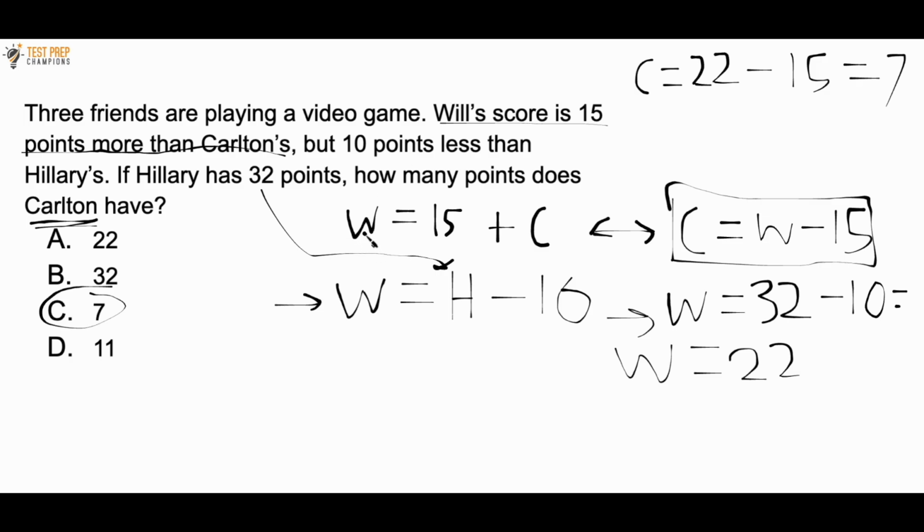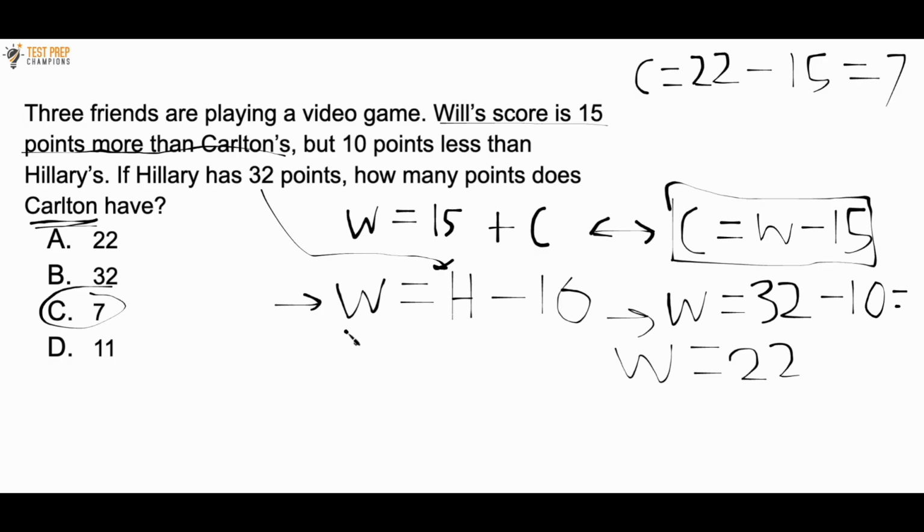So I wrote W equals 15 plus C. Now, if we look at what the question's asking us to find here, we need to know how many points Carlton has. So I took this first equation, W equals 15 plus C, and I rearranged it so that it's C equals W minus 15.